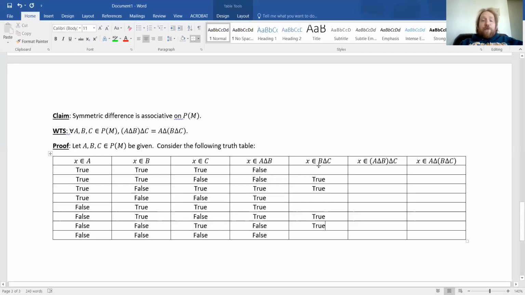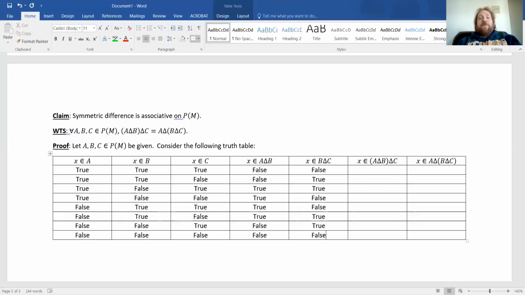In the other rows, here in the first row, both of them are true, which makes x in B symmetric difference C false. In the fourth row, both of them are false, which makes x in B symmetric difference C false. In the fifth row, both of them are true. In the eighth row, both of them are false. Either of those situations makes x in B symmetric difference C false.